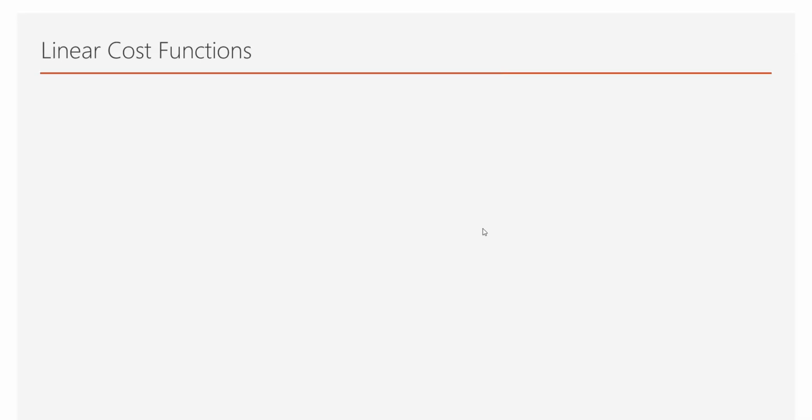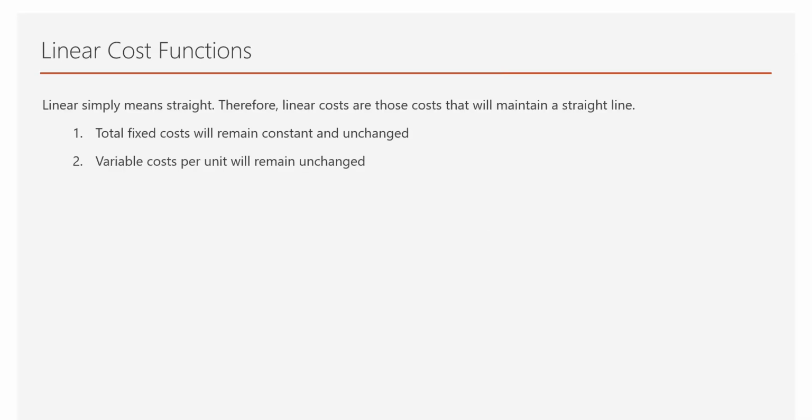When we talk about linear costs, what are we talking about? Well, the term linear simply means straight. Therefore, linear costs are those costs that will maintain a straight line. And we can see this in two different ways, where total fixed costs will remain constant and unchanged, or variable costs per unit will remain unchanged.